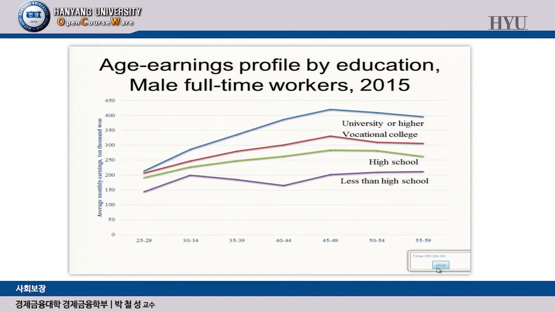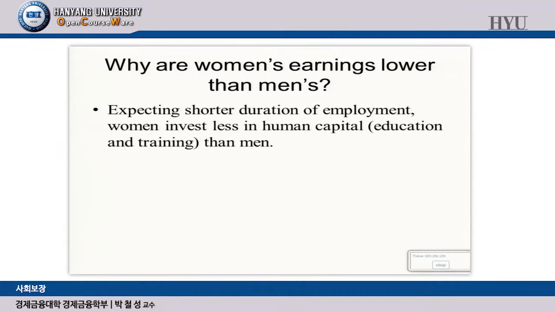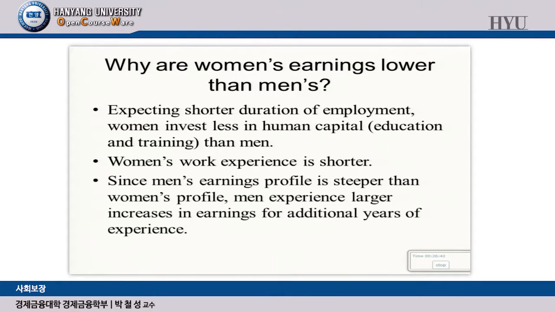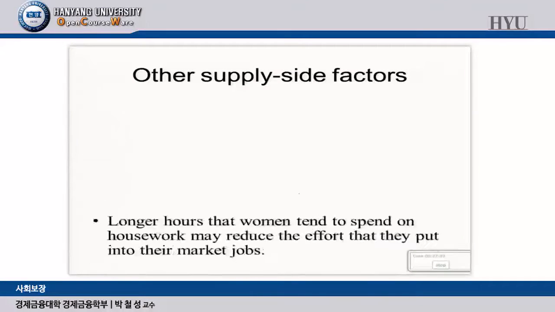So that is the one reason why men and women have different levels of earnings. It comes from their expected years of work being different. Okay. So expecting a shorter duration of employment, women invest less in human capital than men. Okay? And women's work experience is shorter. So shorter work experience usually means lower earnings. Okay? And then steeper, so men experience a larger increase in earnings for additional years of training, of experience. So men get the return from their investment, but women cannot. Okay, because they did not invest much. So that can explain why men and women differ.